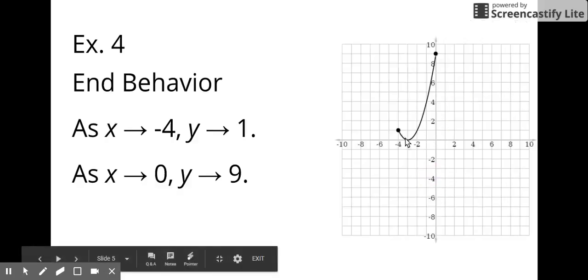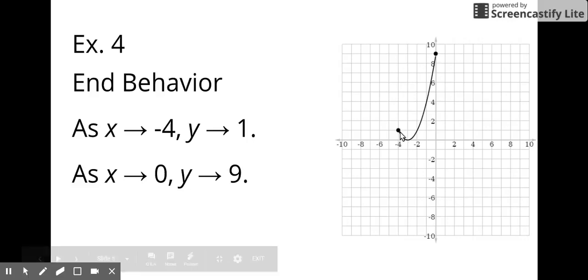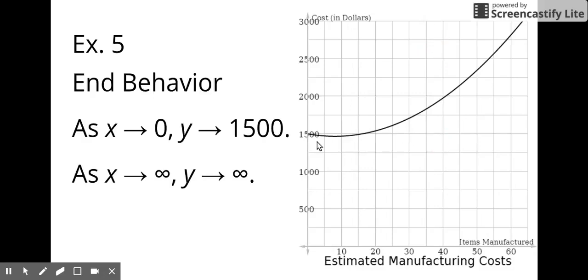For this example, as x goes to negative 4, y is going up to 1. As x goes to 0, y goes up to 9. And our last graph, as x goes to 0, your y value is going to 1,500.